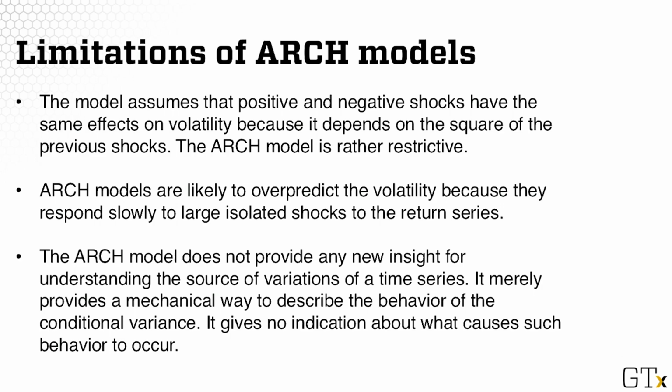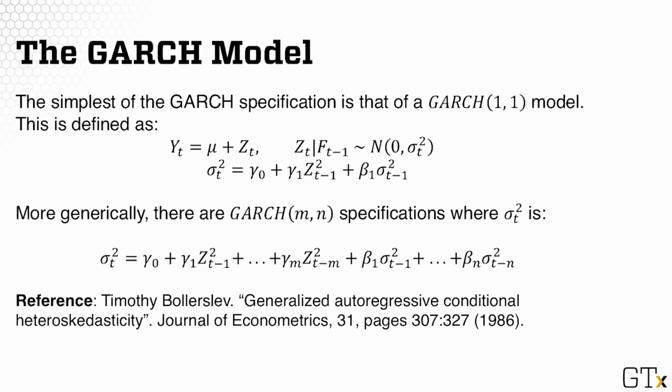Last, the ARCH model does not provide any new insight for understanding the source of variations of a time series. It provides a mechanical way to describe the behavior of the conditional variance. It gives no indication about what causes such behavior to happen. Such limitations can be addressed with a more general model, GARCH, or extensions of this model, as we'll see in a different lesson.